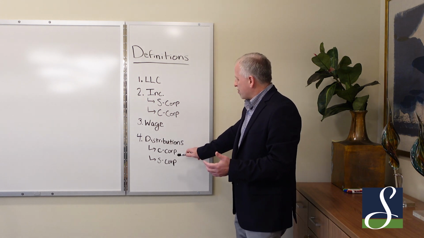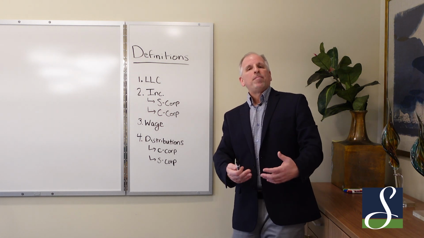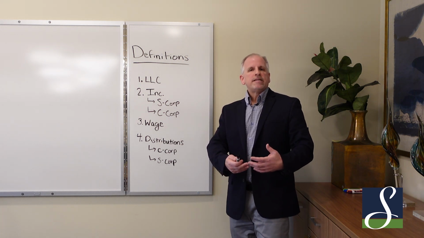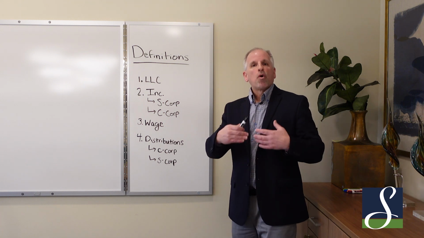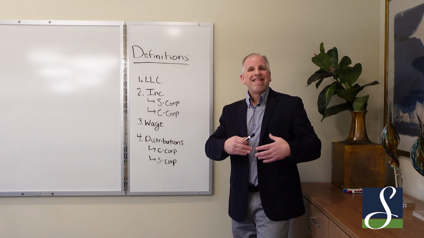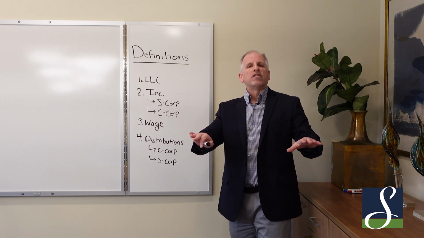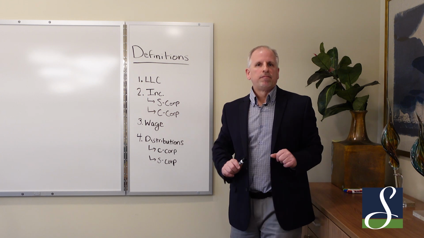But distributions, they're different for a C Corp and an S Corp. A C Corp, it's a dividend. This is the double taxation piece. This is paid out of profits that have been previously taxed. An S corporation, okay, that distribution is paid out of profits, but it's only got one level of tax. It's only taxed at the shareholder level.